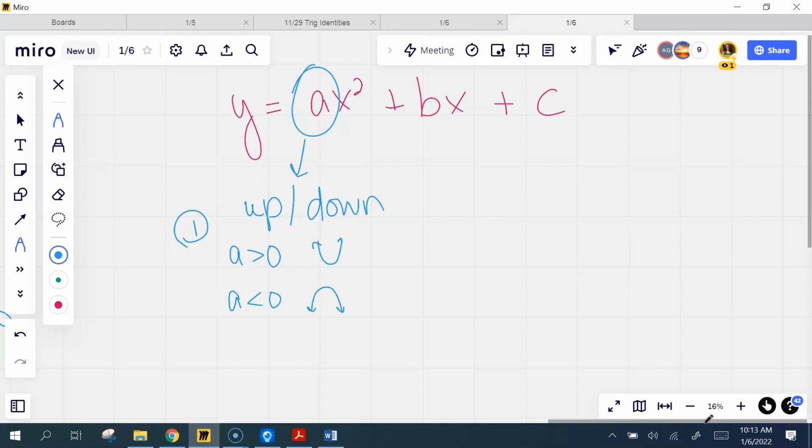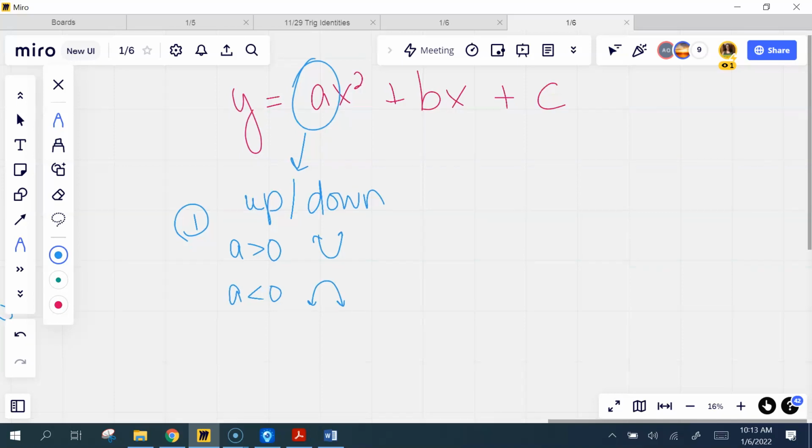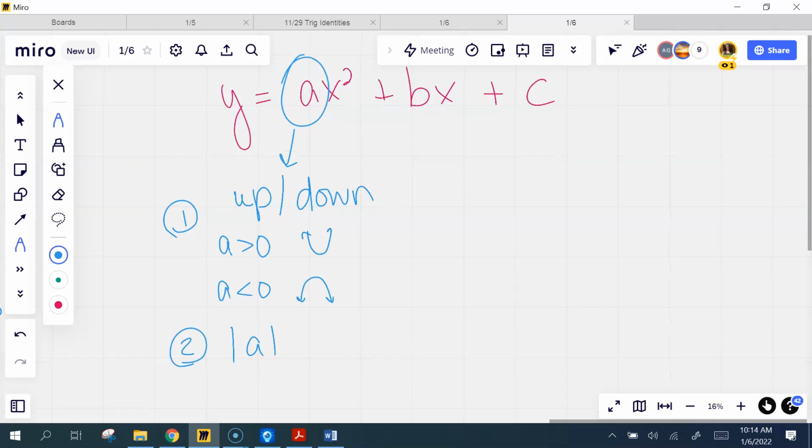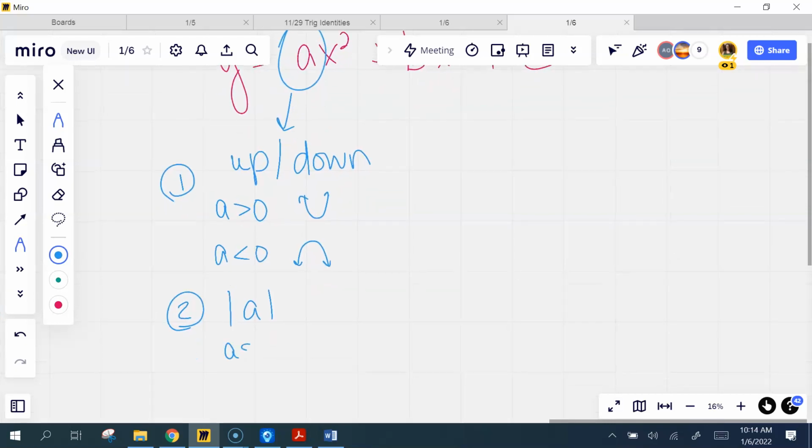A does one more thing, though, and this is the most confusing one. We're going to do a whole section on function transformations where we will talk more about this, but for right now, I'm just going to give you a simple, easy version. If I look at the absolute value of A, what does absolute value mean? It doesn't matter if it's positive or negative, just look at A. The bigger A gets, the more my graph shrinks in and gets skinnier.